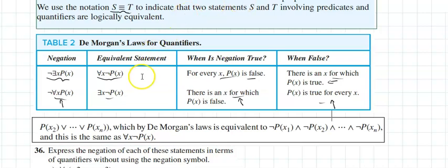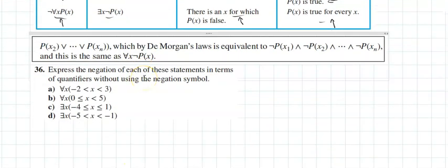So when you say and, that's the equivalent of the negation of each. I'm sorry, you say or. That's the equivalent of the negation of the first and the second and the third. And this is true. And this is the same as all x, negating p or q.